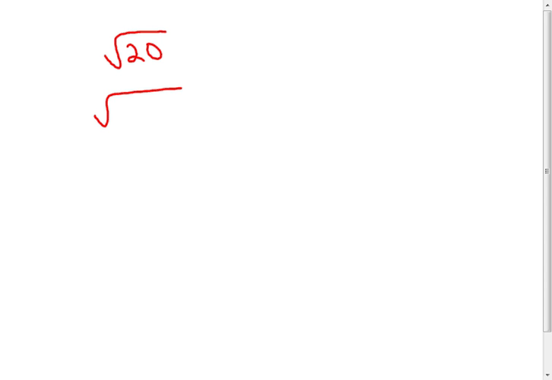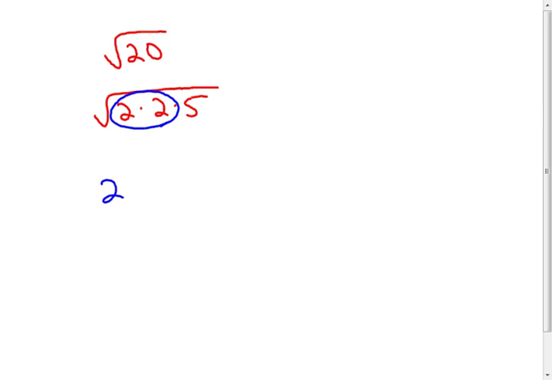Now, when I talk about factoring it, I look at 2 times 10. Factors of 10 would be 2 times 5. So there are all my prime factors of 20. Now what I look at is right here: 2 times 2 is 4, and the square root of 4 is 2.